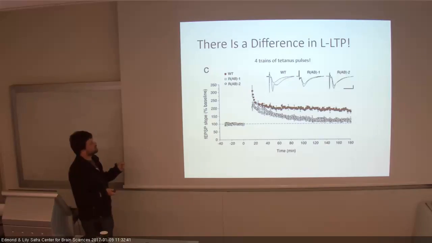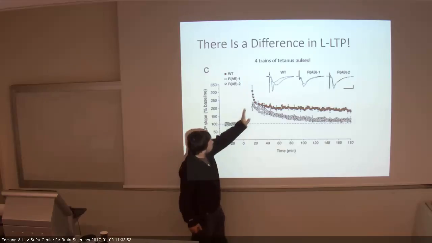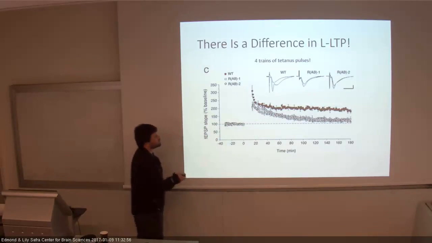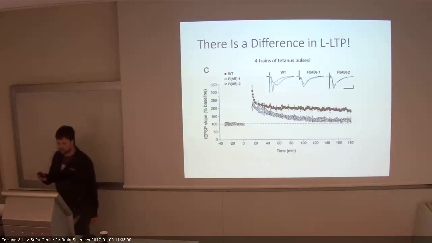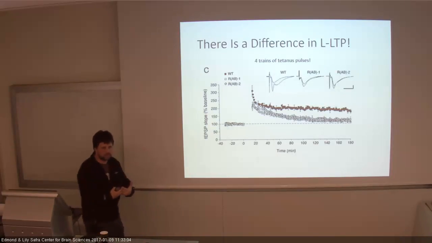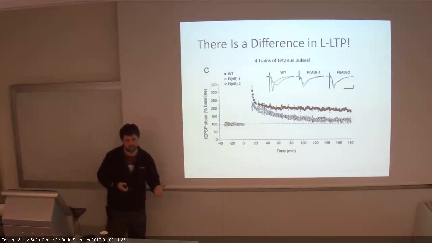Okay? So if you give four trains of tetanus pulses, then what you see is actually a large effect even in the early phases. Even in the early phases of the response, you see a difference between the wild-type animals and the transgenic mice, which indicates for the researchers that there's something fundamentally different in the process that is happening in this case of four trains of tetanus pulses.